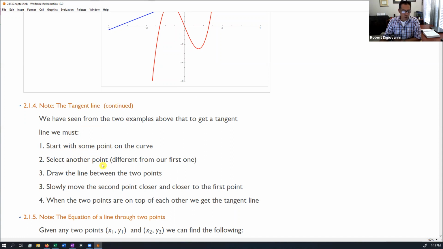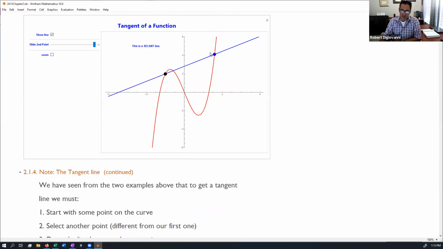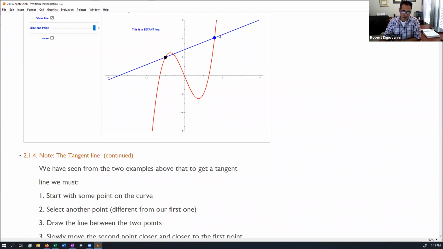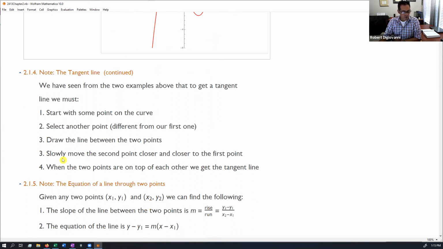Select some other point different from our first one. So that's this blue point. And then draw the line between those 2 points. So that would give us this secant line. Then slowly move the second point closer and closer to the first point. When the 2 points are on top of one another, we get the tangent line, right? That's kind of like in words what we were doing to get to that tangent line.